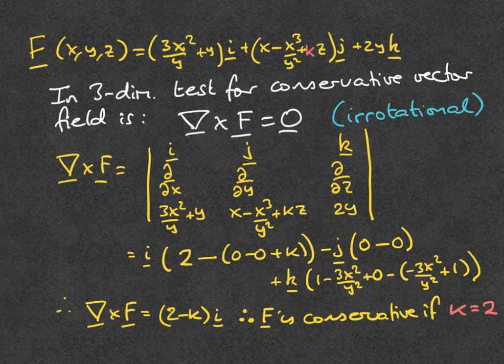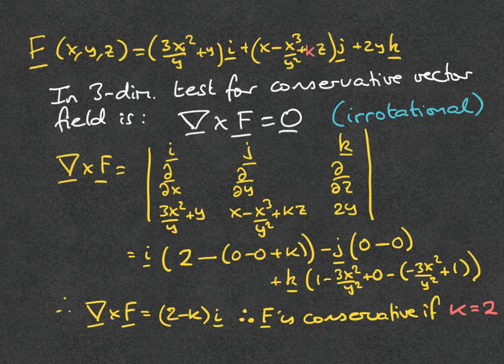So let's just work them out. In the i direction, we ignore that row and that column, and we take the derivative of this with respect to y, and then we subtract the derivative of this with respect to z. So here we're going to get 2, and then we're going to subtract, and the derivative with respect to z of this is going to be 0 minus 0 plus kappa. So here we are going to have 2 minus kappa.